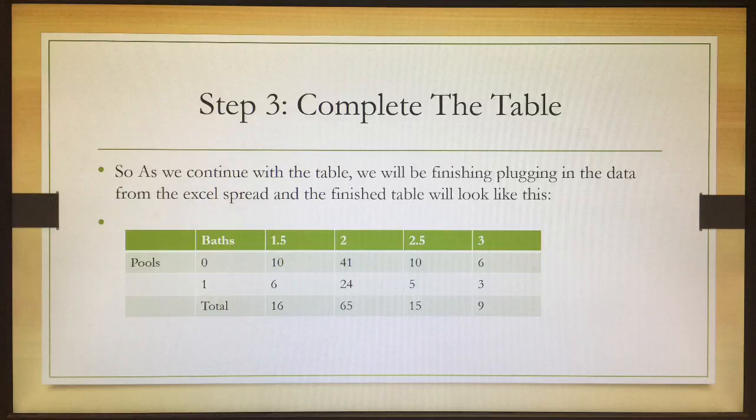Here for step 3, we have completed the table. As you can see, we plugged in all the numbers for the corresponding data. For houses that have 2 baths, 41 of them don't have pools and 24 of them do have pools, with a total of 65 houses. This corresponds to the real estate data of all the houses that we surveyed, which is 105.